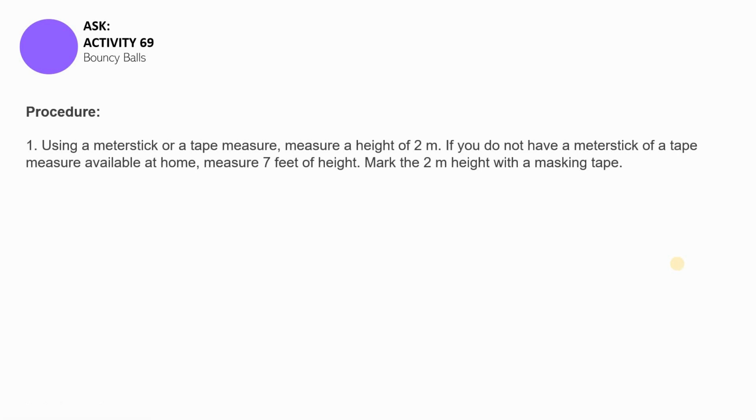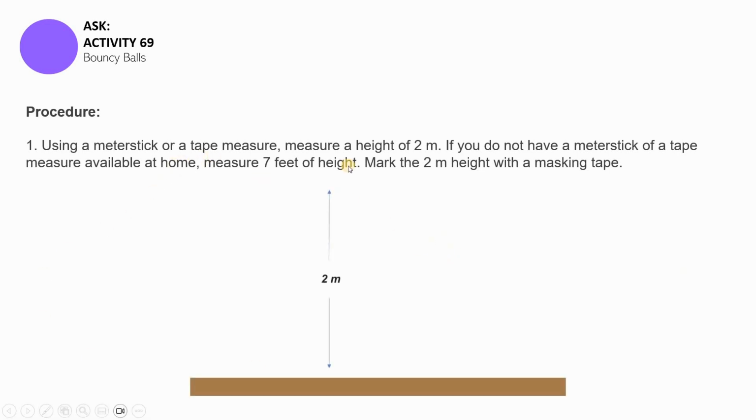What is the first step? Using a meter stick or tape measure, you have to measure the height of 2 meters. If you do not have a meter stick or a tape measure available at home or wherever you are right now, you have to measure 7 feet of height. Okay? Mark the 2-meter height with a masking tape para alam mo, i-mark mo siya banda dito.